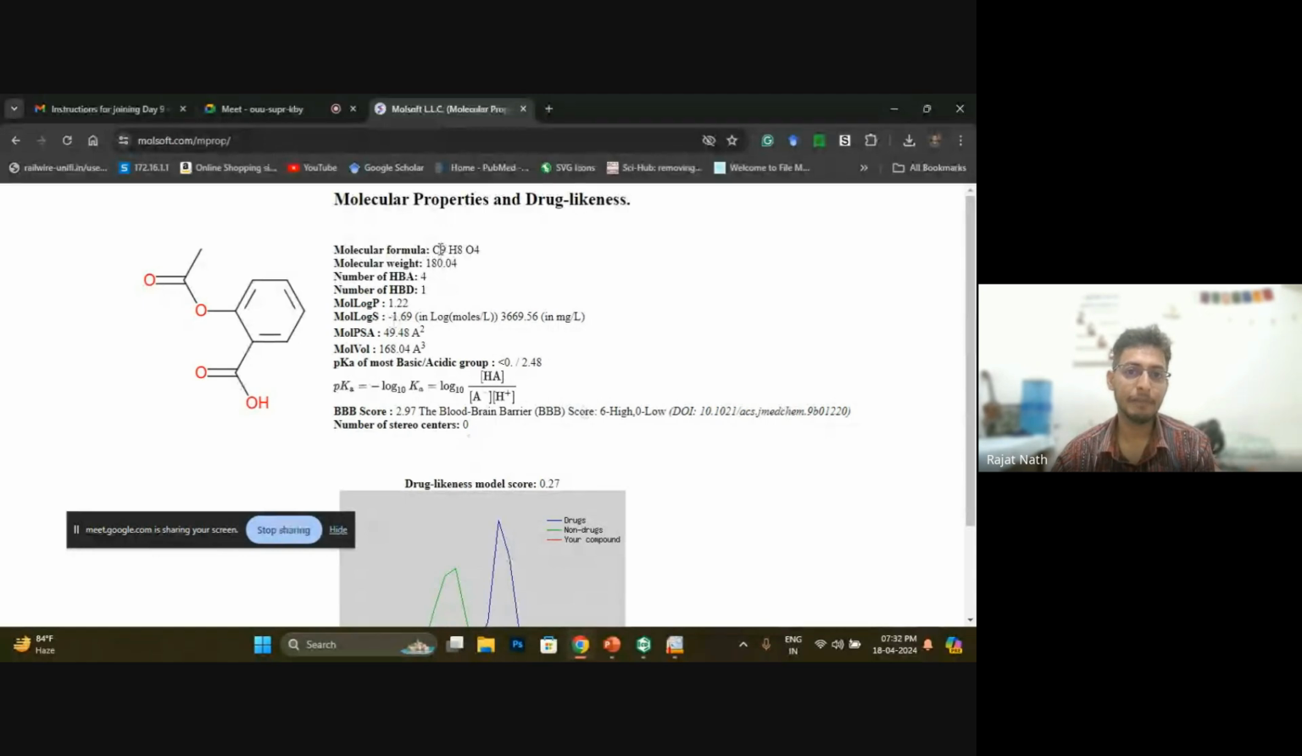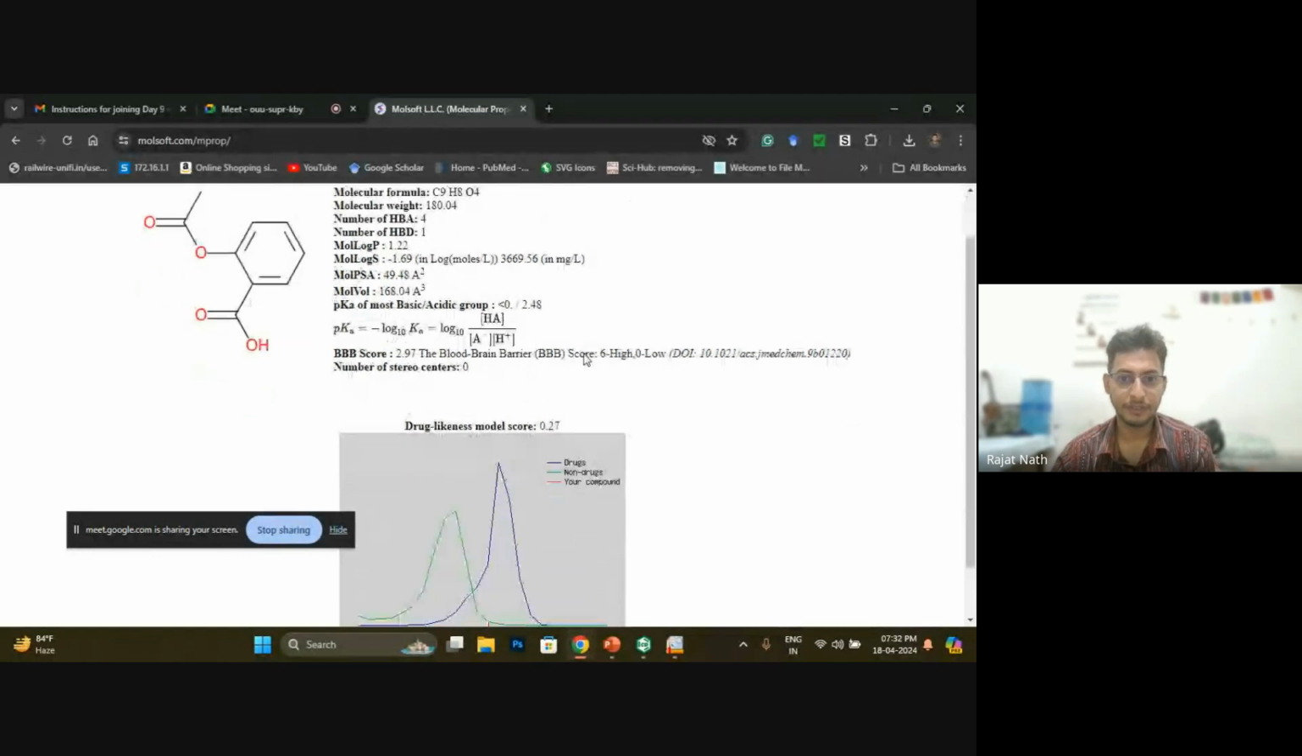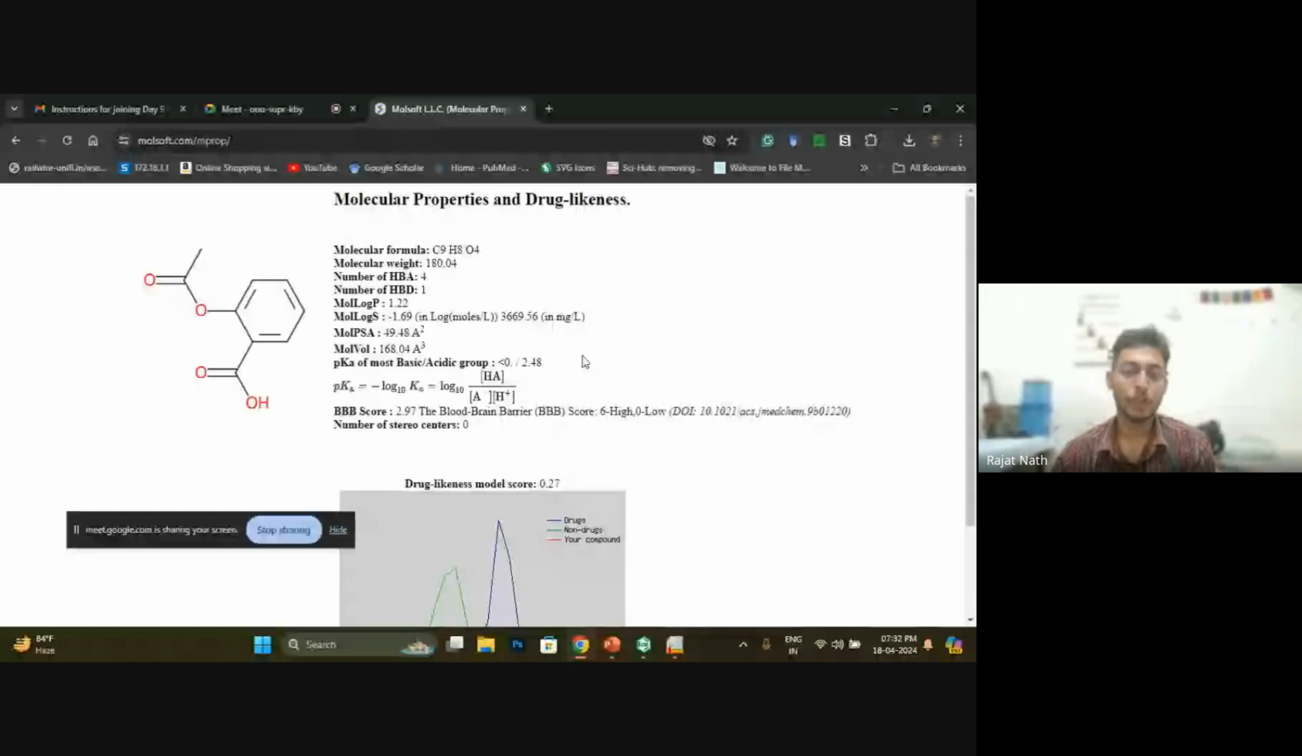Now you will get some data here. There is a popular rule given by Lipinski, known as the Lipinski rule of 5. There are 4 rules, but it is known as the rule of 5 because all the properties he mentioned are either 5 or a multiple of 5. That's why it is known as the rule of 5.